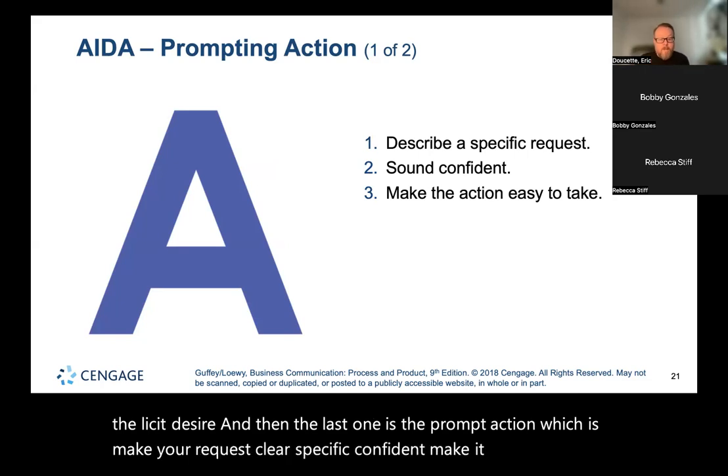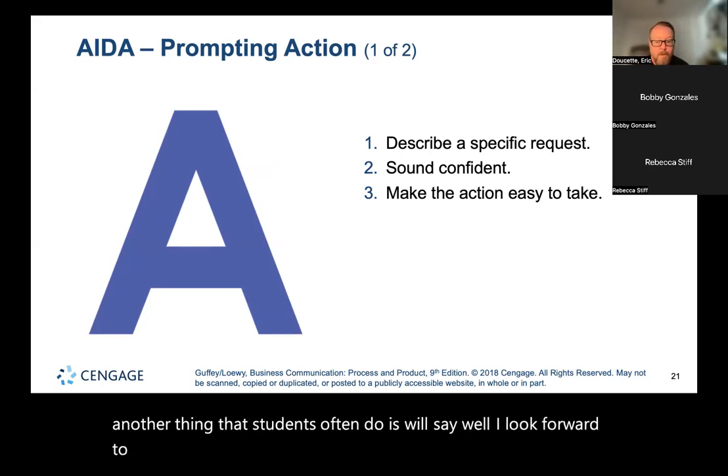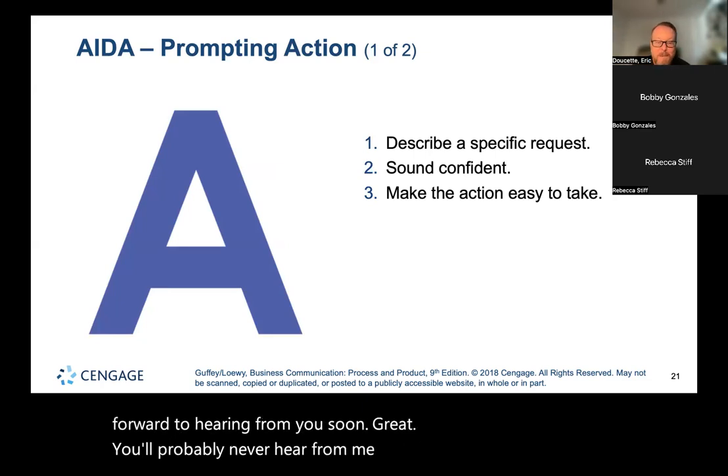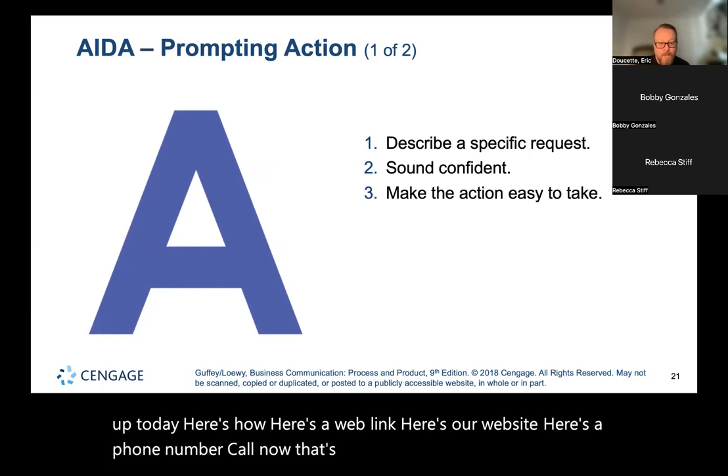Another thing that students often do is say, well, I look forward to hearing from you soon. Great. You'll probably never hear from me. So make it extremely easy. Sign up today. Here's how. Here's a web link. Here's our website. Here's a phone number. Call now. That's the way you get action, right? You make it as easy as you can for the person.